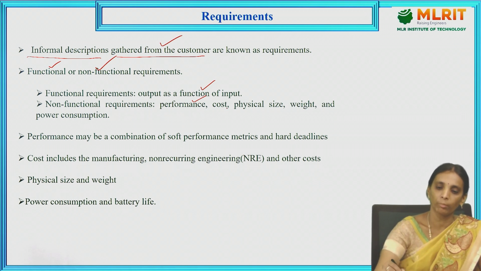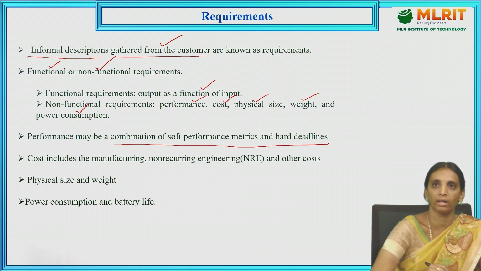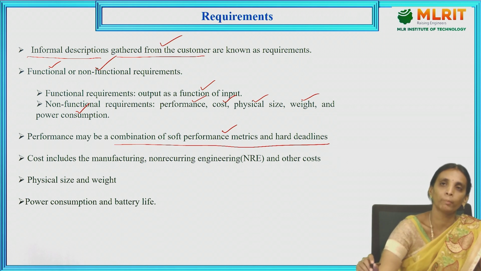So here are the performance, cost, physical size, weight and power consumption. These are called non-functional requirements. The performance may be a combination of soft performance metrics and hard deadlines. Soft performance metrics means we need to have some deadlines, but even though the deadlines are missed, the performance may not be affected for some applications. So if the customer wants those applications, we need to be suitable for soft performance metrics.